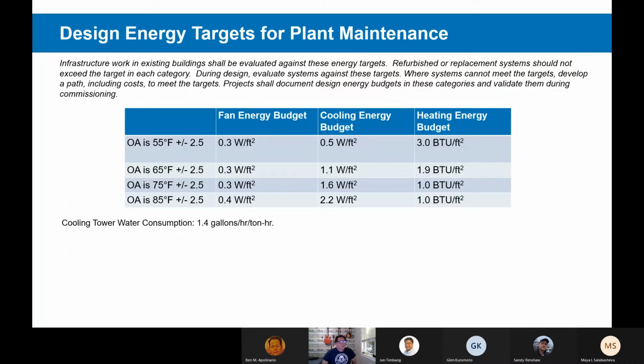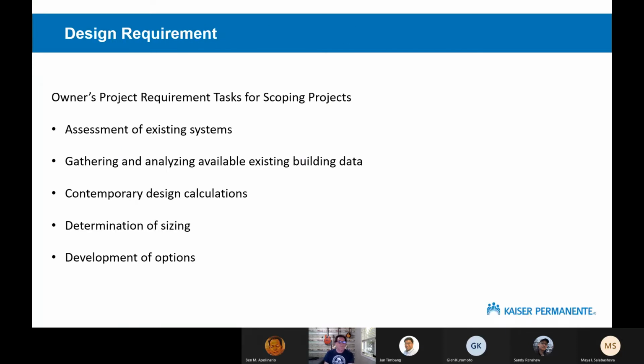And this last slide is just to show you the text about energy design targets for plant maintenance. We now have energy design targets for the plant maintenance projects, and we're going to talk quite a bit more about these in the coming sections. So to sum up, the scoping phase, our design requirement includes pretty traditional assessment of existing systems, and then gathering data about the system, analyzing data about the system, performing a set of contemporary design calculations, and then and only then determining the sizing of equipment and developing options for the project.